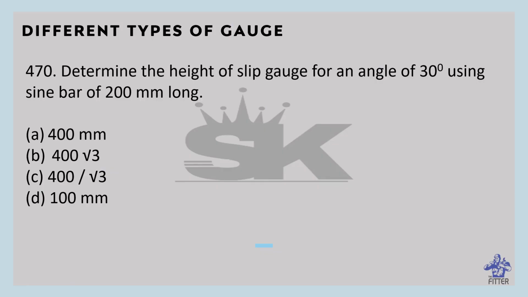Determine the height of slip gauge for an angle of 30° using a sine bar of 200 mm length. By using trigonometry, we'll find this answer. This is the height of the slip gauge, and this is the length of the sine bar. The angle given here is 30°, length is 200 mm. So we have to find the height of the slip gauge. So sin theta equals height upon hypotenuse.